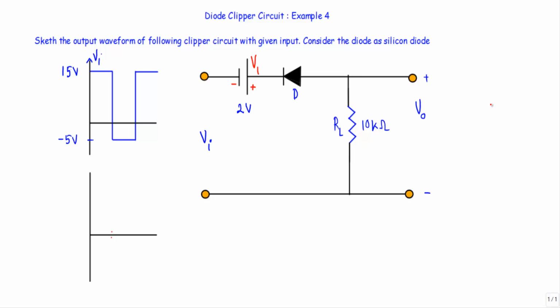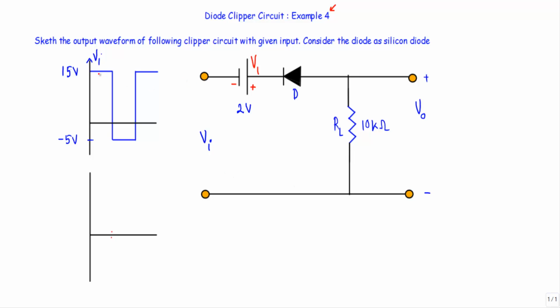In this video, I will show you another example of diode clipper circuit. This will be example number 4. Sketch the output waveform of the following clipper circuit with given input. See, this is our given clipper circuit.